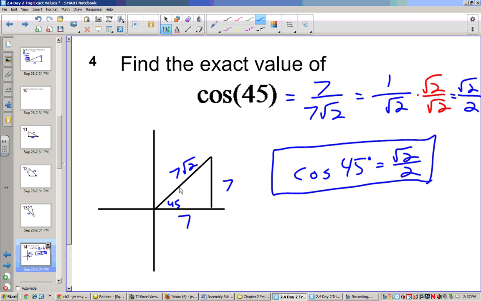Now 7, 7, 7 root 2 is not the easiest triangle to do. There's two different triangles that people consider the easiest. One that I like is the 1, 1, square root of 2 triangle. Because if you know this triangle, then you can just see it's 1 over square root of 2, which you rationalize, and it saves you this step here.